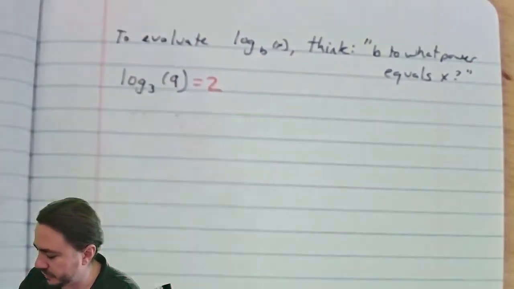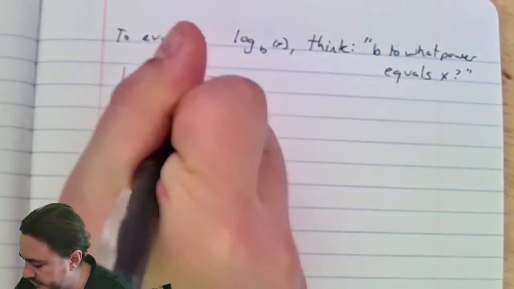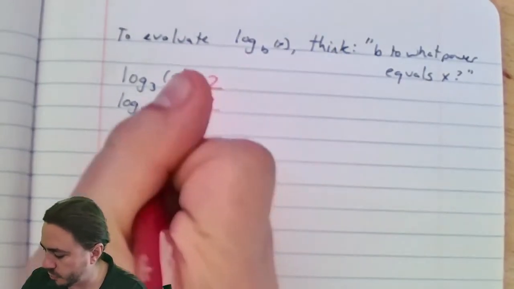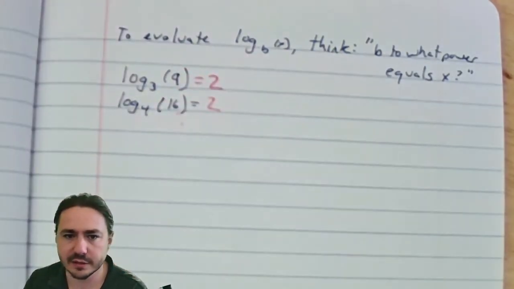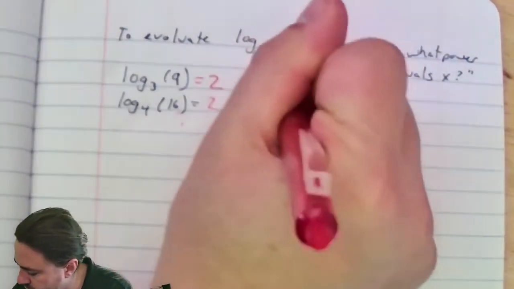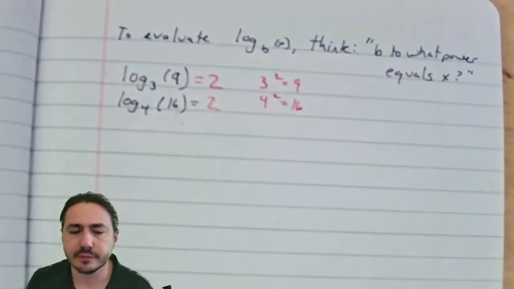So these can be pretty easy like that. Let me give you another easy one here. Log base 4 of 16. Well, that would also be 2 because 4 squared is 16, right? Just like up here, we had 3 squared was 9. Here we have 4 squared is 16.